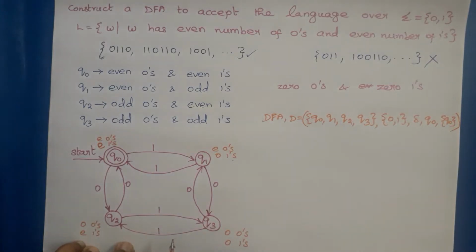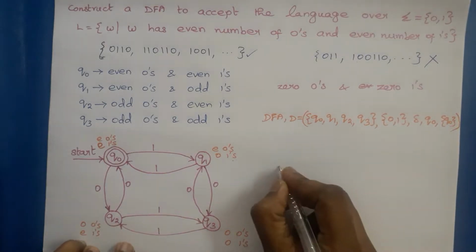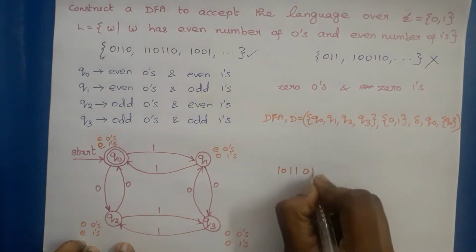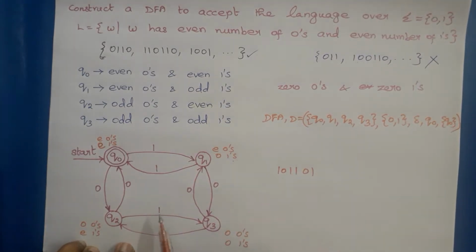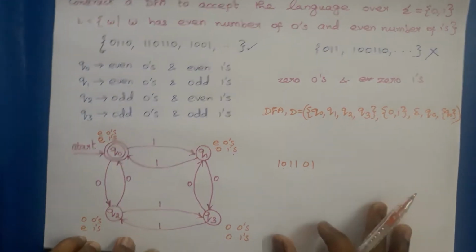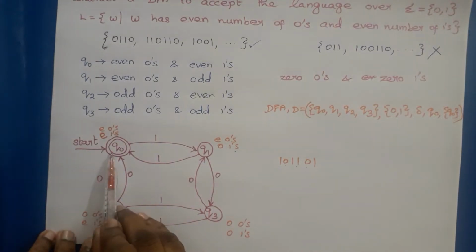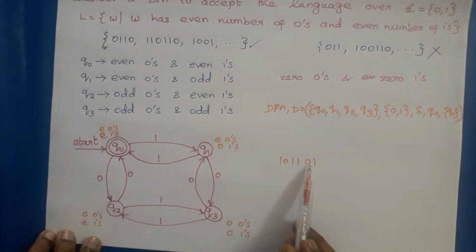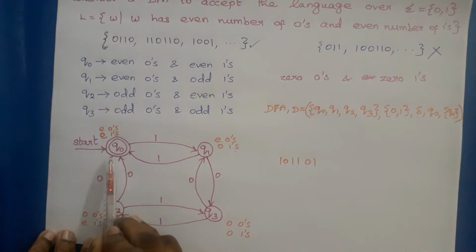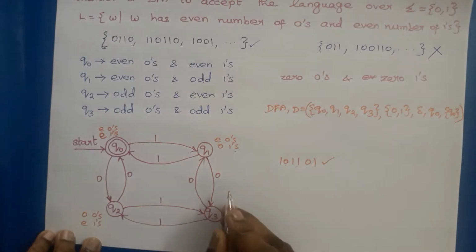Now we can consider an input string 101101 and check whether this input string is accepted by our DFA or not. Since this input string has an even number of 0s and an even number of 1s, it has 2 0s and 4 1s, so it should be accepted by our DFA. So we can check from the start state. We have to start. So 101101. 1 0 1 1 0 1. It reaches the final state Q0. So it is accepted by our DFA.